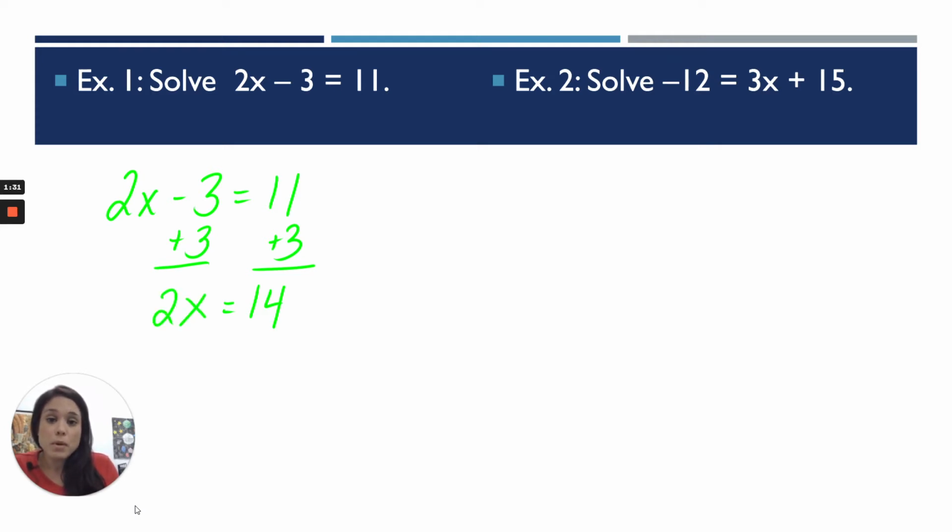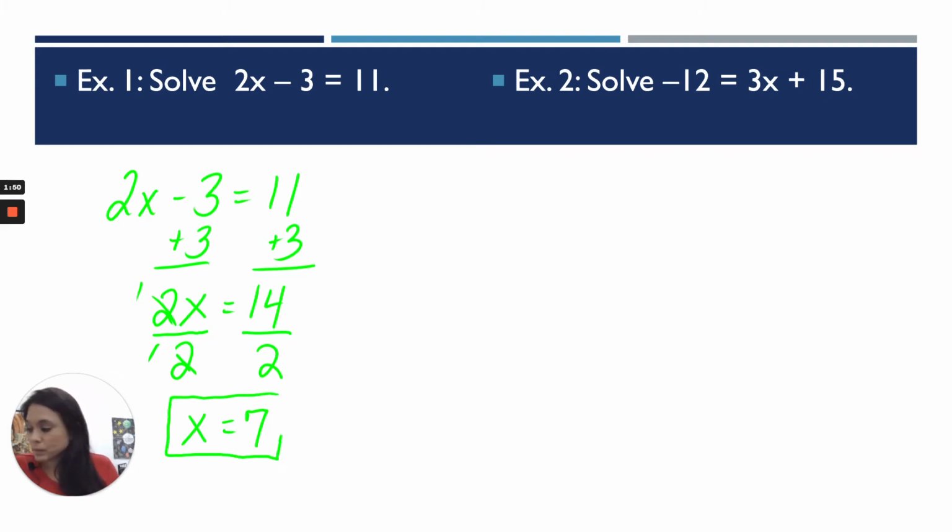Now the 2 is being multiplied by the variable x, so the inverse of this would be to divide. So we're going to divide both sides by 2, and this becomes 1, so we're left with just the variable, and then 14 divided by 2 is 7. So my answer is 7.